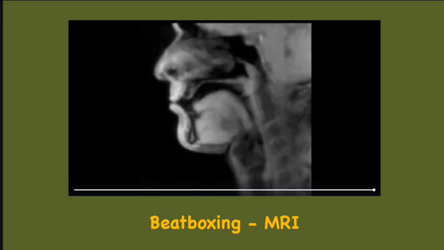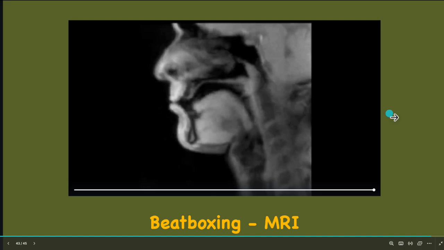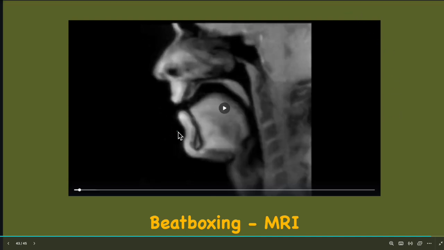Okay, now that was fun. Okay, now these two videos are important because they focus on the tongue's movement. The tongue's movement is key to producing speech, and through this MRI we can see clearly how it works. We can see the flexibility of the tongue.